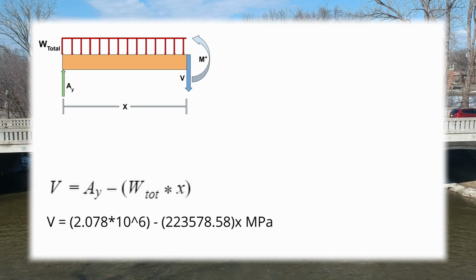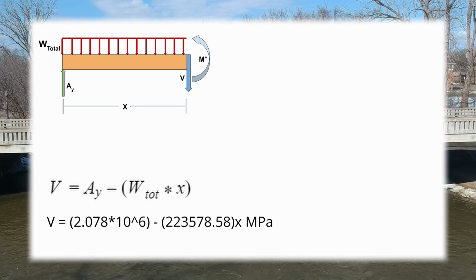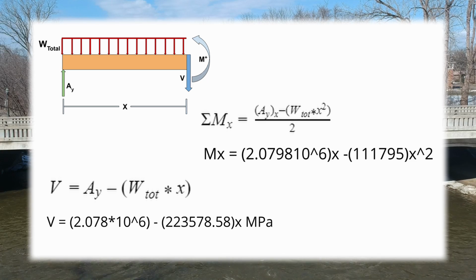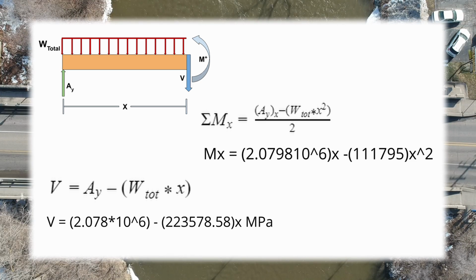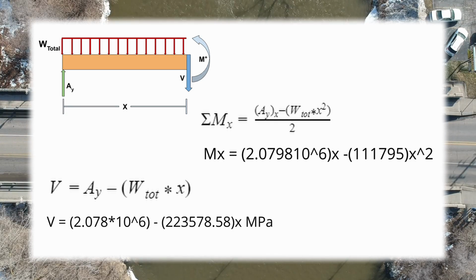To solve for V, which represents shear force, we used the sum of forces in the y direction and found that V equals Ay minus the W total times x. For the bending moment, we used the sum of moments around x, and we found that M equals Ay times x minus the W total times x squared divided by 2.